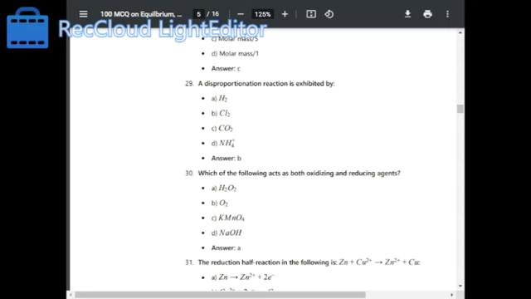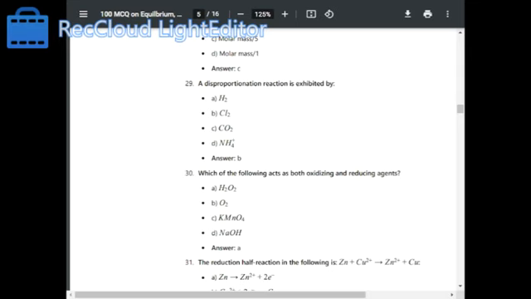Question number 29. A disproportionation reaction is exhibited by option A H2, option B Cl2, option C CO2, option D NH4 ion. The correct answer is B, Cl2. A disproportionation reaction is exhibited by Cl2.